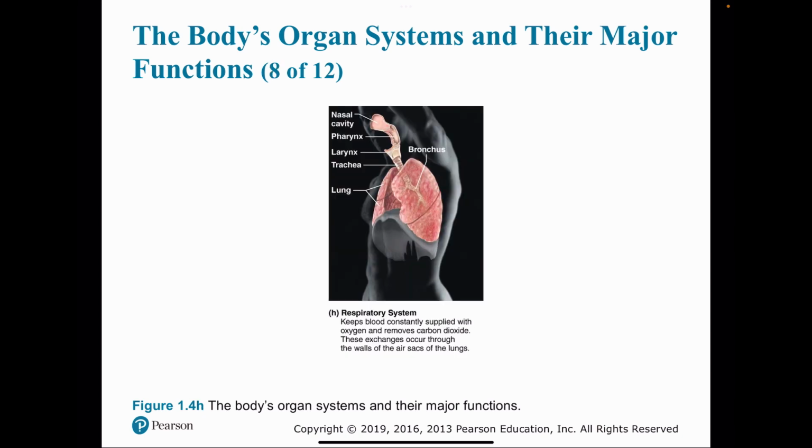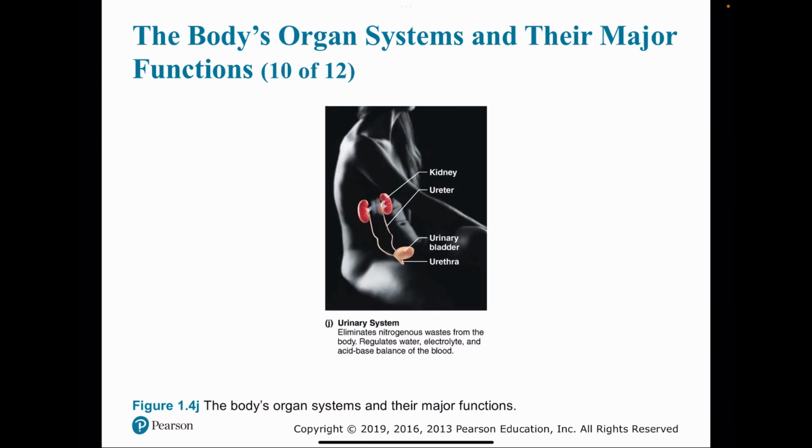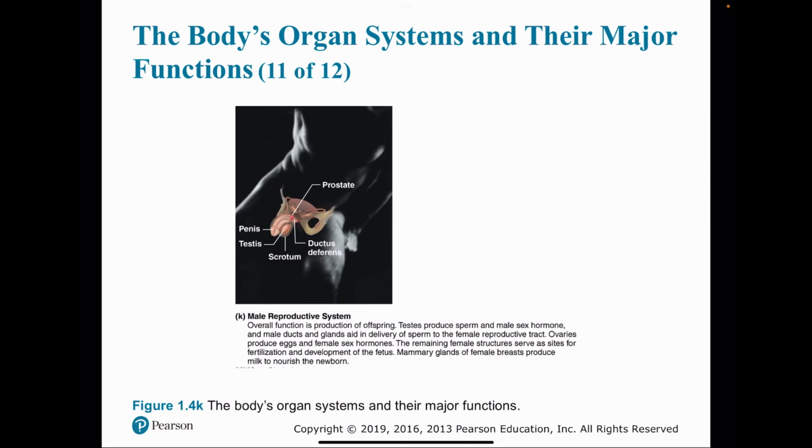Then we have the respiratory system, keeping the blood constantly supplied with oxygen while also removing carbon dioxide, performing gas exchange through what are called the alveoli within the lungs. And the digestive system, breaking down food into absorbable units that enter the blood for distribution to the body cells, as well as eliminating undigestible materials as feces. The urinary system eliminates nitrogenous waste from the body, regulating water, electrolyte, and acid-base balance of blood. And the reproductive system, of which you will have both the male and female reproductive systems. They won't be covered in this course.